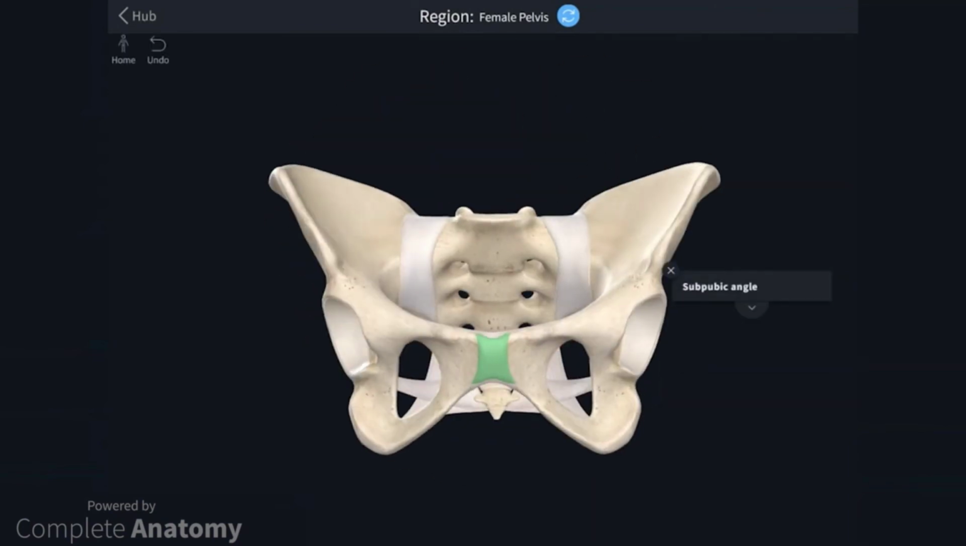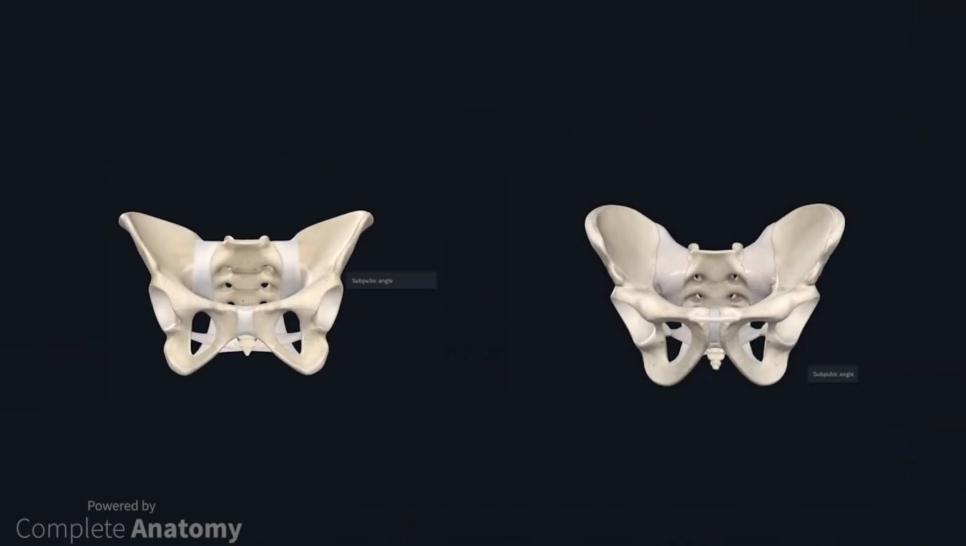When we further compare the female and male pelvis, we can see that the female pelvis is shorter and wider, the greater pelvis is shallower, the lesser pelvis is wide and shallow, and the subpubic angle is larger.